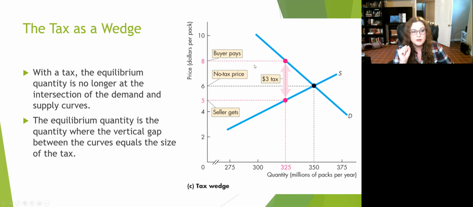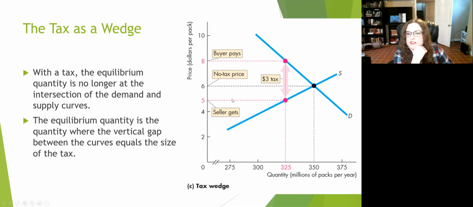Now, what happens in the rest of the chart? Well, we have this big rectangle in the middle that I didn't talk about, right? Notice that the difference in price for this big rectangle is in between $5 and $8. This is in between what the seller gets and what the buyer pays. That money has to go somewhere. It goes to the government. So $3 for each pack of cigarettes goes to the government.